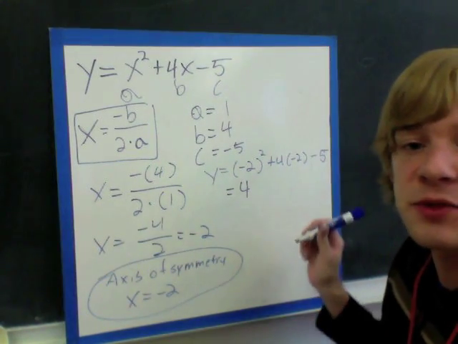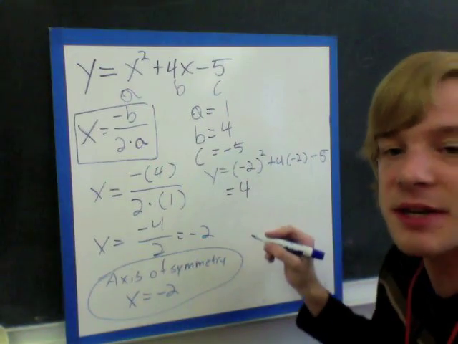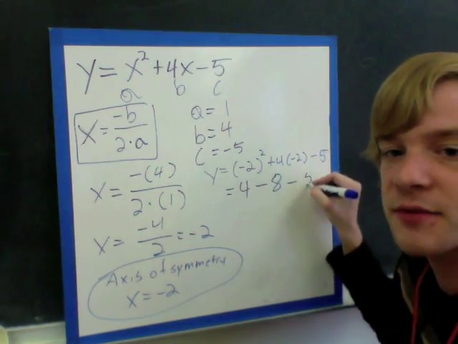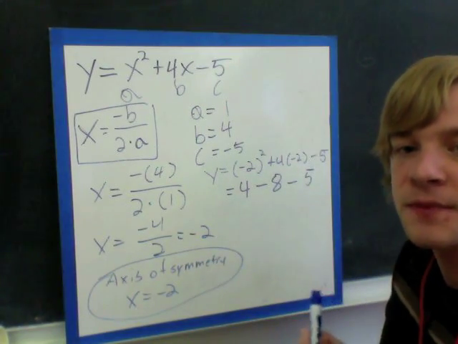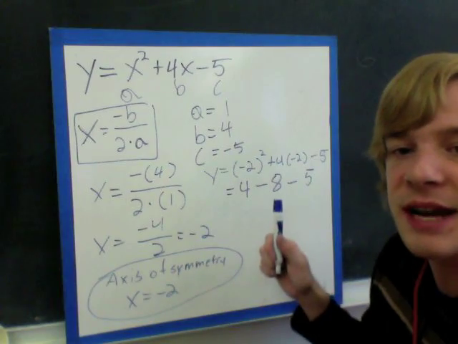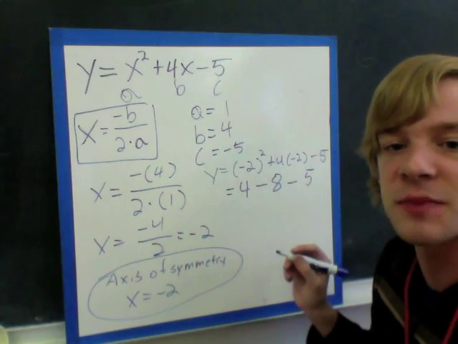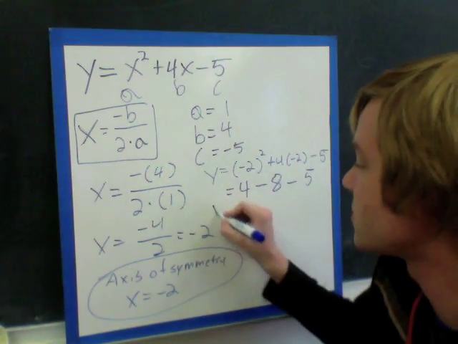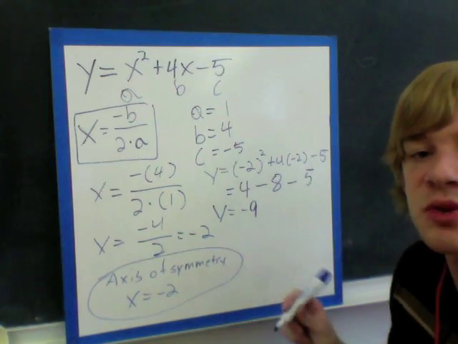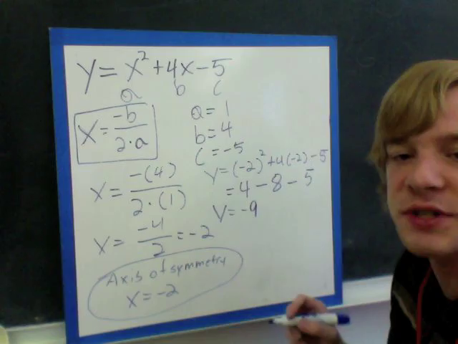4 times negative 2, that's going to be negative 8, so I'm going to write minus 8. And then we still have our minus 5. Okay? So 4 minus 8 would give me negative 4, and negative 4 minus 5 is going to give me negative 9. So now that I have this, this is going to be the second part of my vertex.